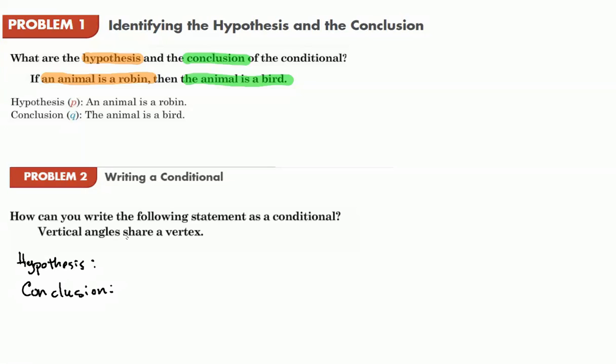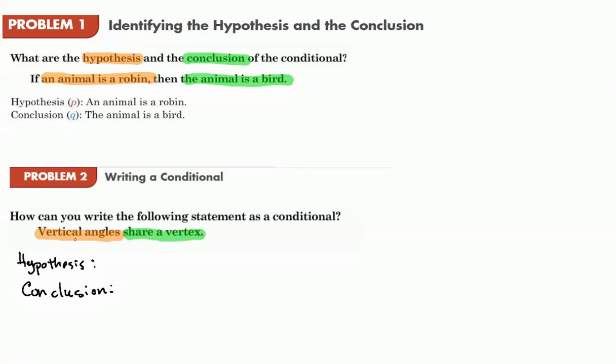Okay, so vertical angles share a vertex. The way I look at this, and the way you should look at this, is you have two statements. The first statement is the very beginning, vertical angles. The second statement is share a vertex. So that's the way I would look at it. You've got to be able to see two things here.